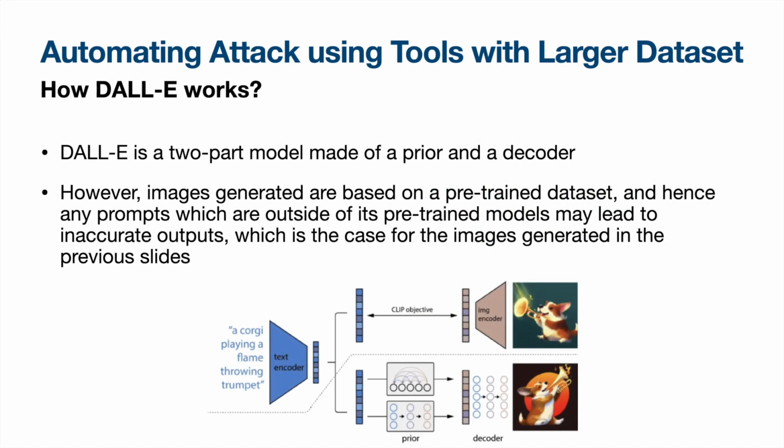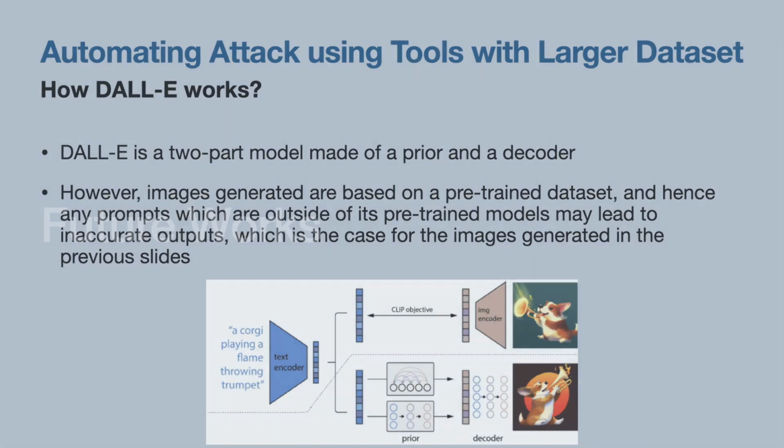DALL-E is a particular instance of a two-part model made of a prior and a decoder. By concatenating both models, we can go from a sentence to an image. We input a sentence into the black box and it outputs a well-defined image. However, the generated images are based on the pre-trained dataset, and hence, any prompts which are outside of its pre-trained models may lead to inaccurate outputs, which is the case in the figures shown in the previous two slides.